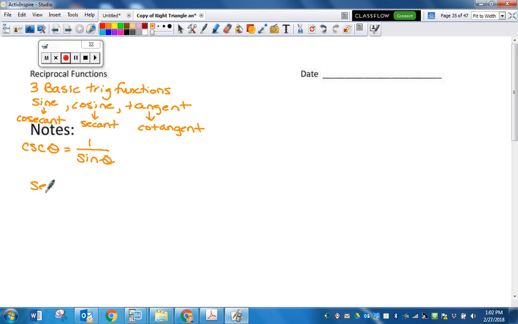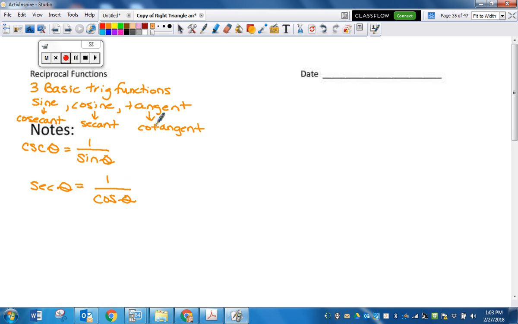So that means cosecant of theta would be equal to 1 over sine theta, and secant of theta would be equal to 1 over cosine theta. That piece you have to memorize. You've got to know which one goes with which. You can remember it by cosine backwards, which kind of looks like SEC. It's like secant, and then sine would just be the reverse.